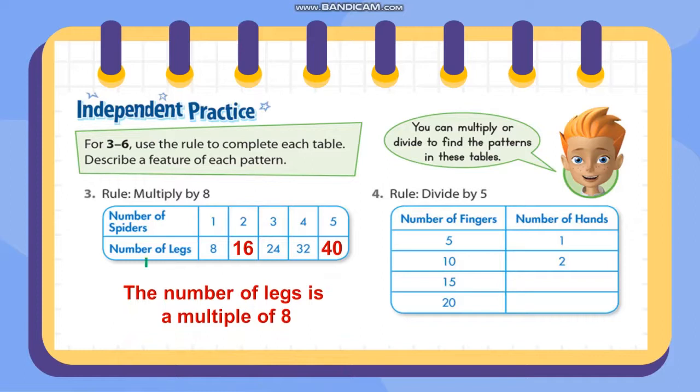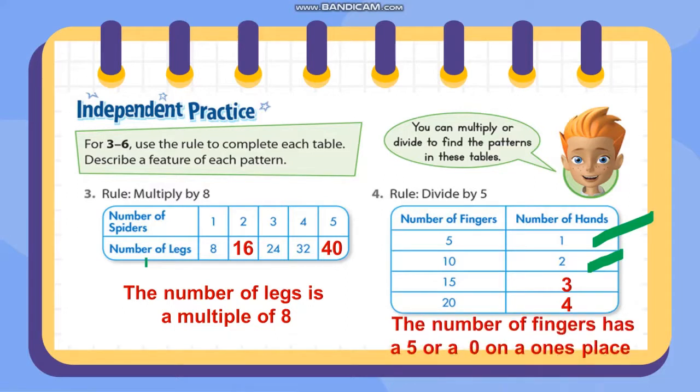Next, divide by 5. 5 divided by 5 is 1. 10 divided by 5 is 2. So what is 15 divided by 5? That is equivalent to 3. And 20 divided by 5, that is equivalent to 4. And how do you describe the feature of the pattern? So the number of fingers has a 5 or a 0 in the ones place. Or the number of fingers is a multiple of 5.